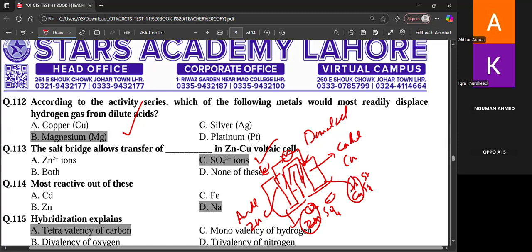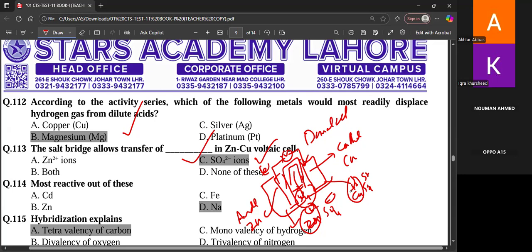So there will be exchange of only sulfate ions in both compartments, because you know the function of the salt bridge. The function of the salt bridge is to maintain the concentration of the ions in both solutions. Okay, so there will be a transfer of sulfate ions only. So your correct option is Charlie.